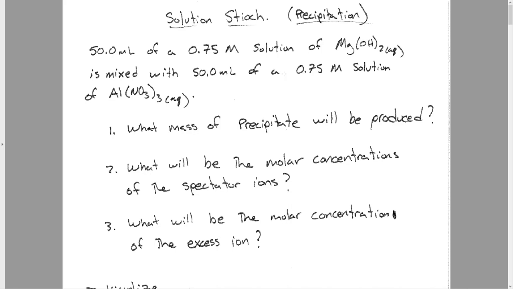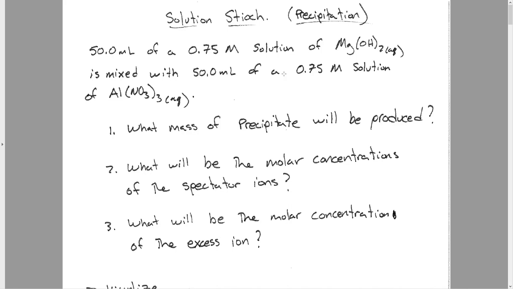So after the mixture is mixed together and all of the solid forms, there's still going to be ions dissolved in the water. Two of those ions are going to be spectator ions, and one of the ions still dissolved in the water is going to be one of the ions that is precipitating out, but you have extra of. It's going to be the excess ion. Okay, so we're mixing them together, a precipitate's going to form, but we're still going to have ions dissolved in solution, and we want to know what mass of the precipitate is going to form.